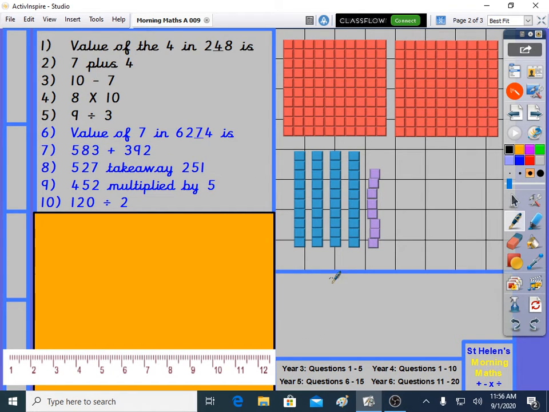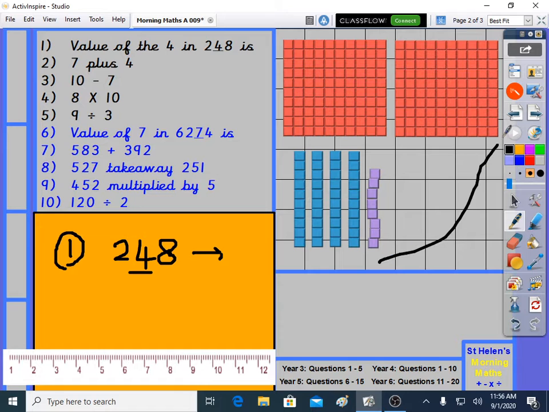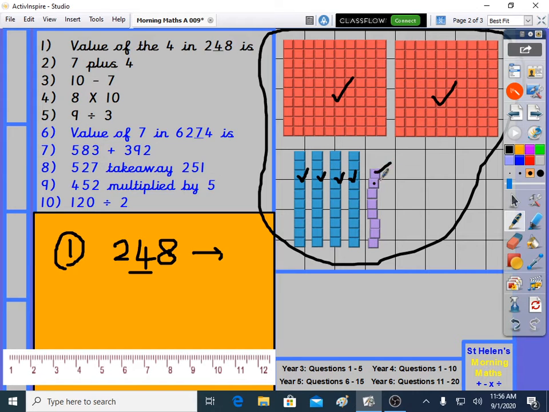Question 1. What's the value of the 4 in 248? Well, this is a picture of 248. You're used to seeing this: 2 hundreds, 4 tens, and 8 units. 1, 2, 3, 4, 5, 6, 7, 8. So that's why we say there's 2 hundreds, 4 tens, T for tens, and 8 units, or you might call them 8 ones.